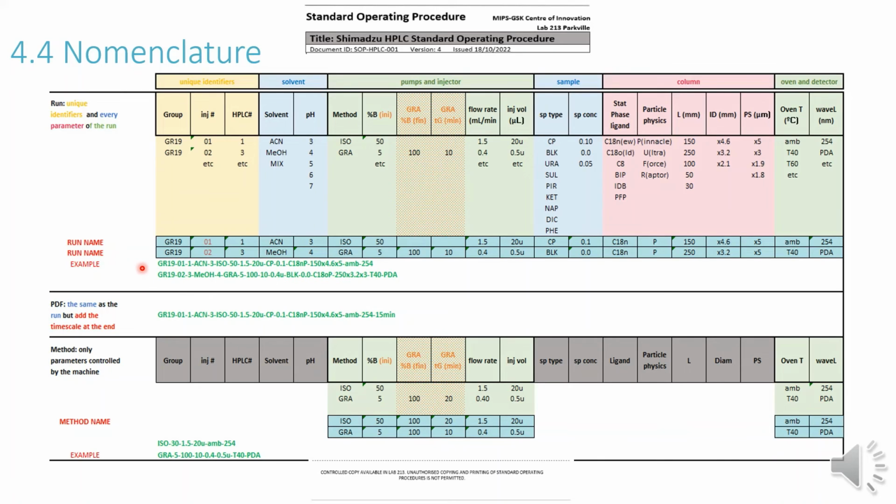For the PDF data files, it will have the same name as the data file, but you should include the timescale at the end. Method file names will only contain parameters controlled by the machine. For more info on what the parameters are, please refer to the previous section.